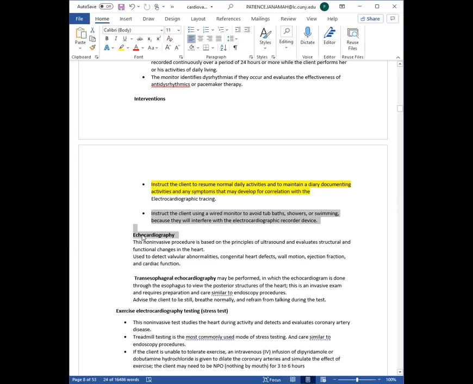So echocardiography is non-invasive. We have the transesophageal echocardiography, in which the echocardiogram is done through the esophagus to view the posterior structures of the heart. This is an invasive exam. In this one, they put a tube down your esophagus. It's like when they do an endoscopy. They put the tube down through your esophagus, and then the doctor is able to view it.